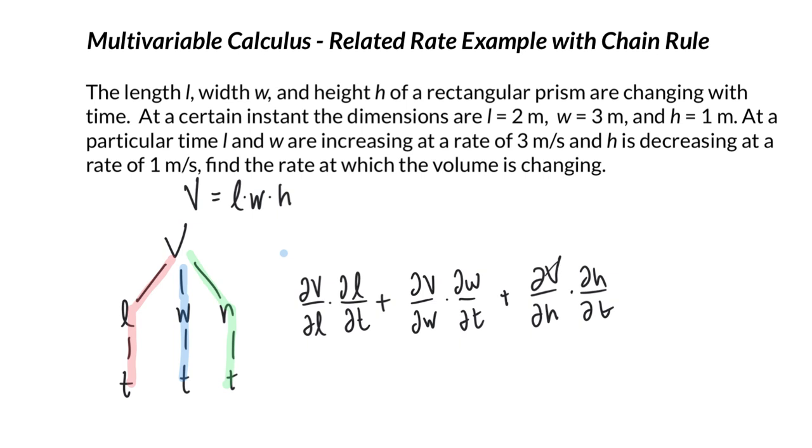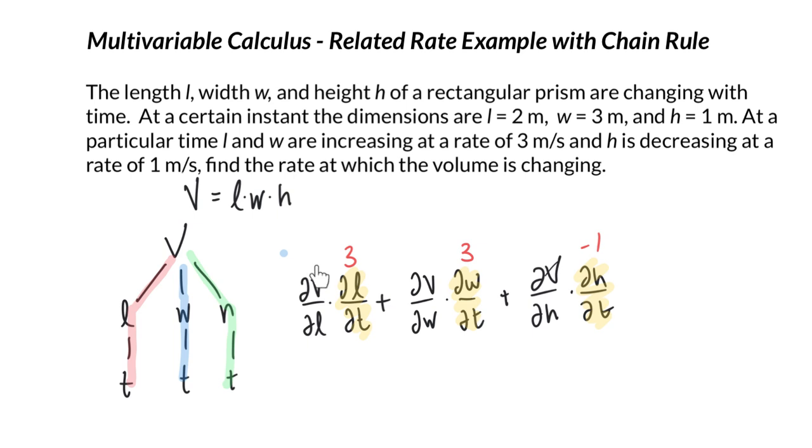Now, I should just mention, if you haven't watched a video yet on the chain rule, you should go back and do that. So, we have three of these things already. We have dL dt. We were told that was changing at a rate of 3. We have dW dt. We were told that was changing at a rate of 3. And we have dH dt. We were told that was changing at a rate of -1. So we already know the numbers that go in here. But now we need these derivatives.